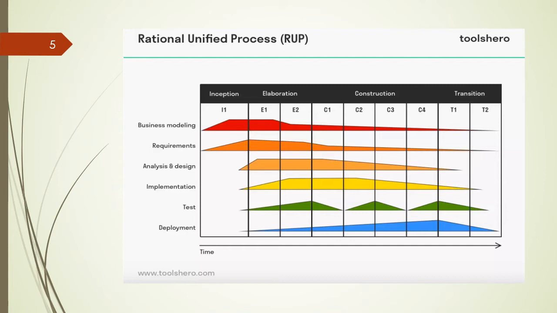Then comes the elaboration. Now in the elaboration, there are iterations E1, E2. Where it is written E1, you do the first iteration of elaboration. Most of the business modeling, requirements, analysis and design, and some try to find out how it is going to be implemented.